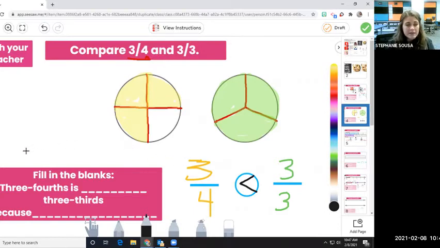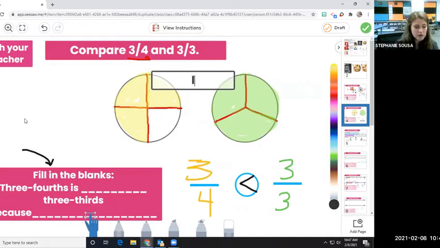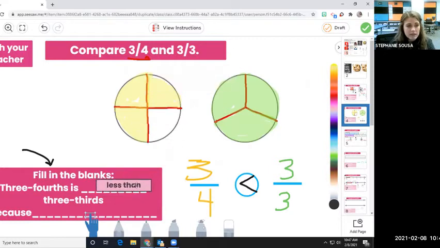We are also asked here to fill in the blanks. This is where our math vocabulary comes into play. 3/4 is blank 3/3. Well, we just answered that. 3/4 is less than 3/3. Let's go ahead and add that in. 3/4 is less than 3/3.